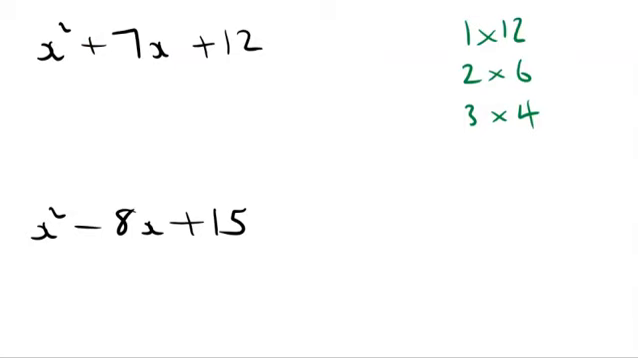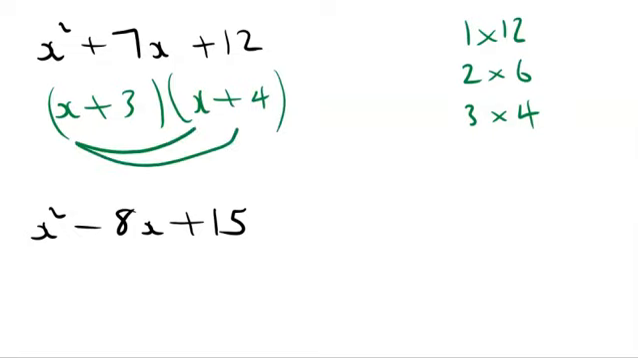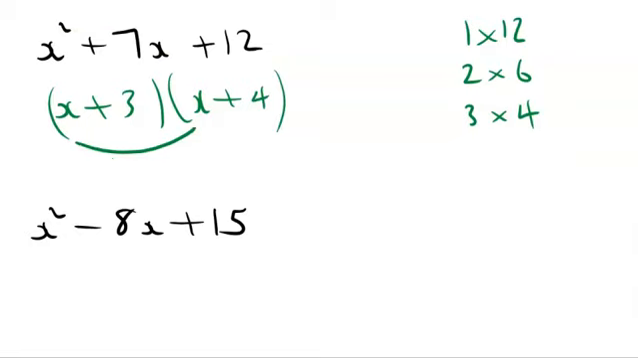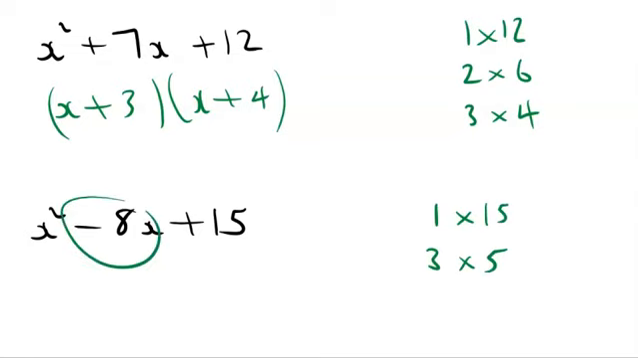So I know then it's going to be x plus 3 and x plus 4. Again, you can check by expansion very quickly. X squared, 4x, 3x, 12 together gives this item here. Down below, with the 15, 1 times 15, 3 times 5, that's it. I want 8, so second one will work.